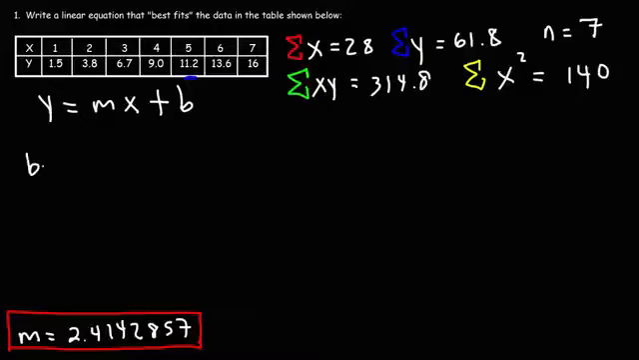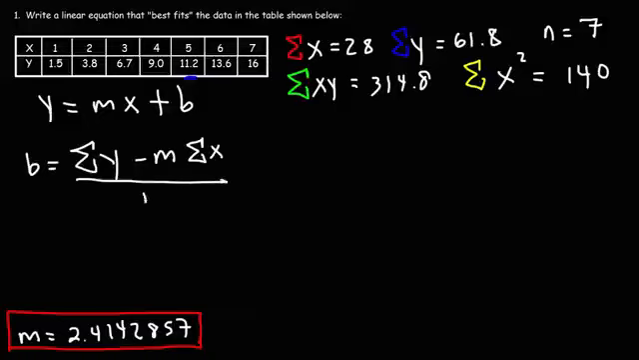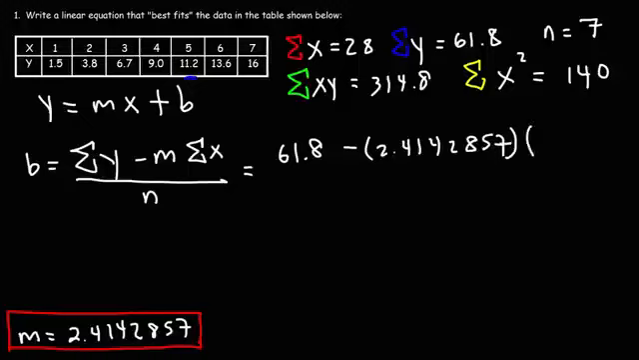Now let's calculate the y-intercept, b. So this is going to be the sum of the y values minus m times the sum of the x values, divided by n. So the sum of the y values, that's 61.8. Our m value, we're going to use the most accurate number that we have to get an accurate b value. So this is 2.4142857. If we round it too early, it will affect our b value. So that's why I don't want to round it too early. The sum of the x values is 28, divided by n, which is 7.